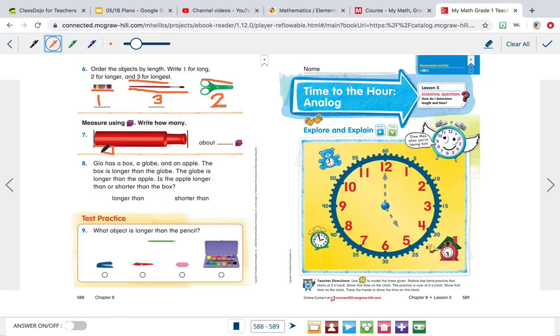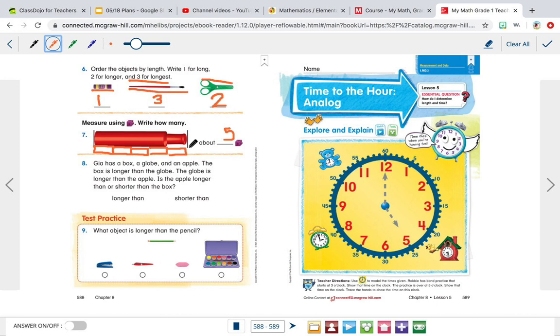So 1, 2, 3, 4, 5. So it's about 5. And if you see, there's a little gap between this block and the line. That's why we say about. It's not exactly 5, but this is about 5, okay?